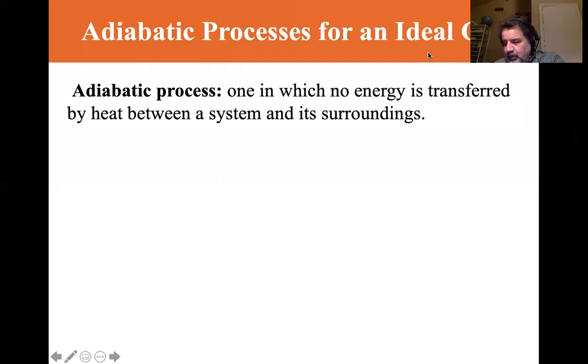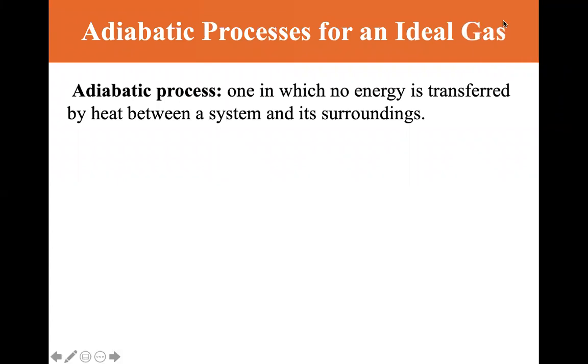All right, we're at section 20.4, adiabatic processes for an ideal gas. We see that the adiabatic process, we discussed this in chapter 19, I believe, section 19.5. An adiabatic process is one in which no energy is transferred by heat between a system and its surroundings.